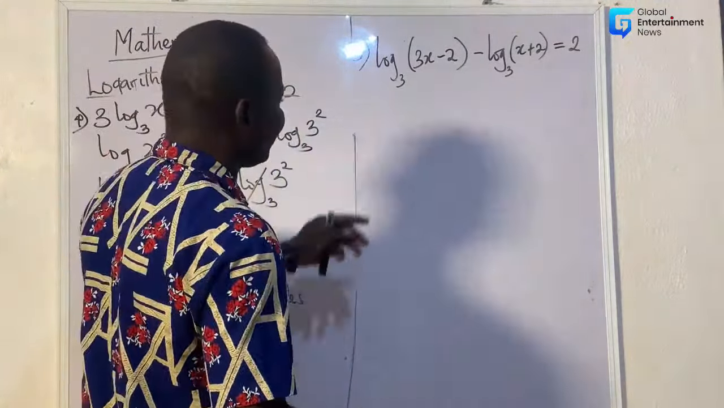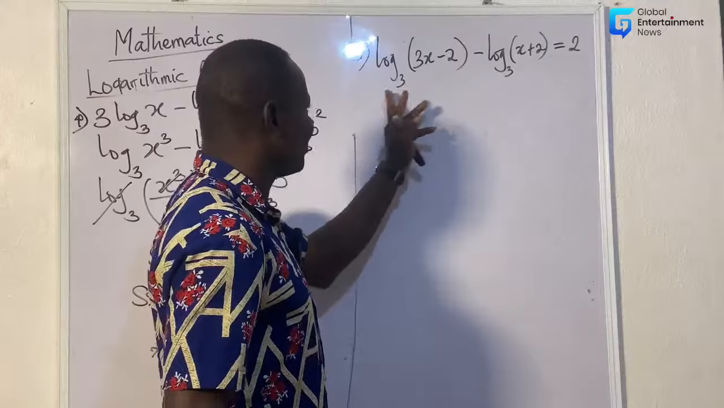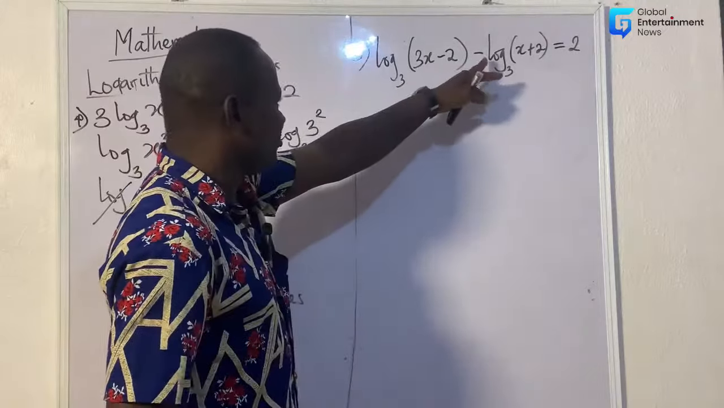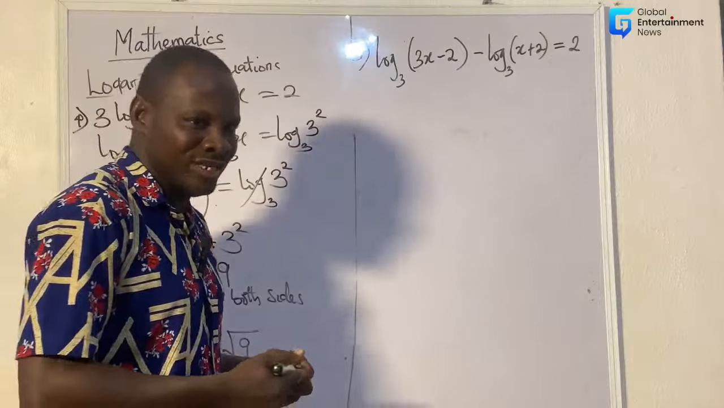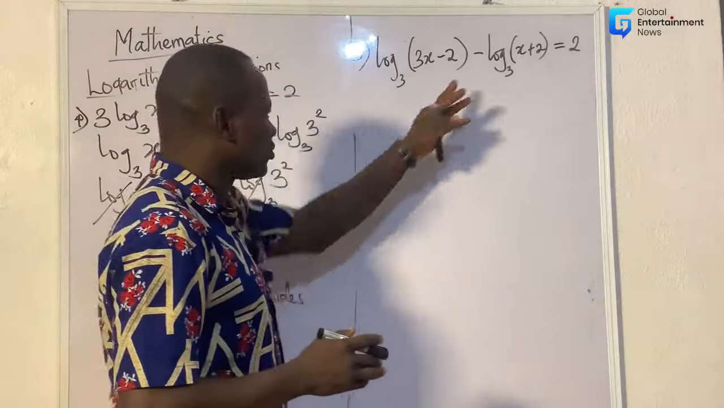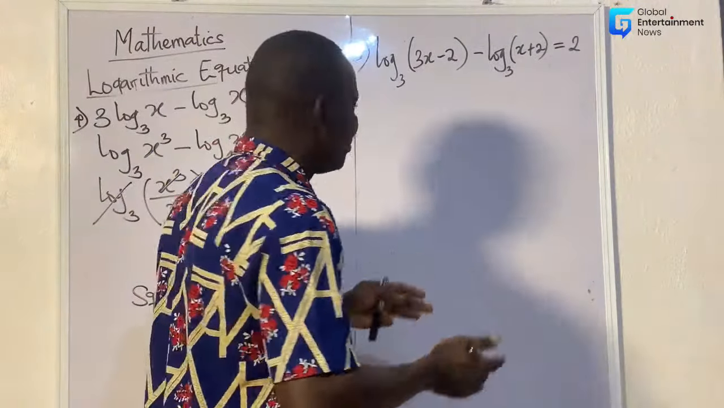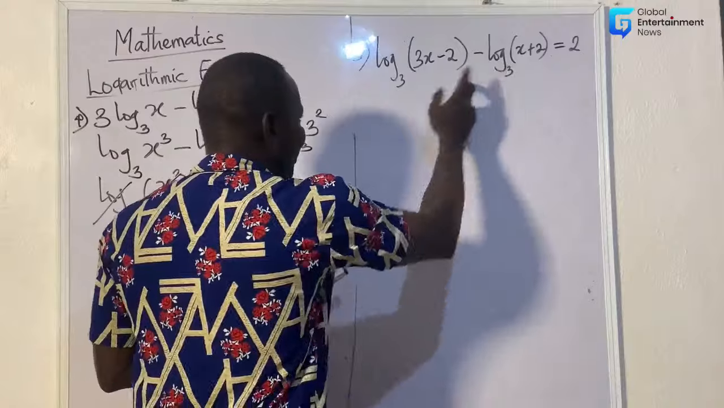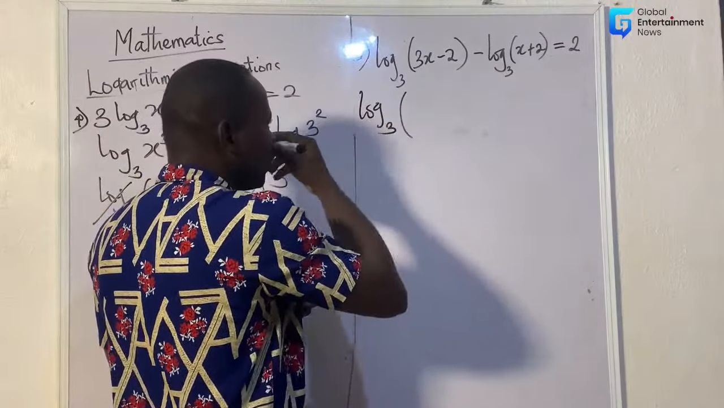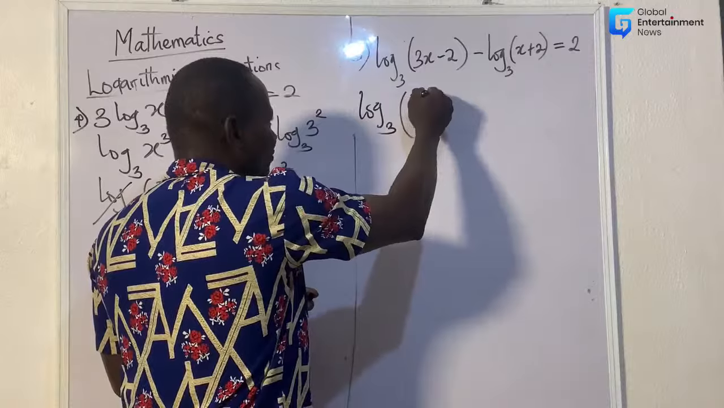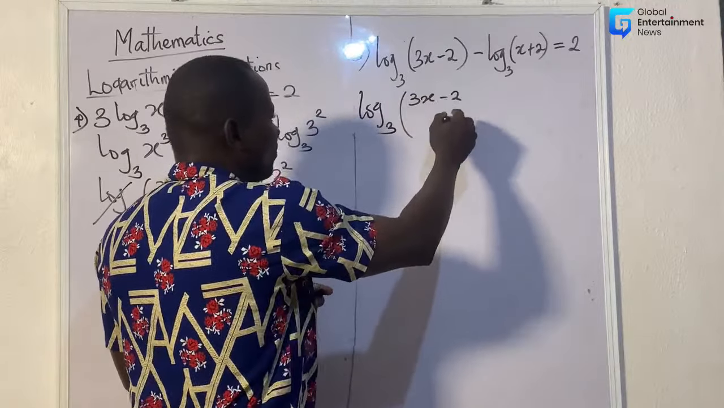Looking at this, we have the same log, and the basic operation we have here is minus. So what do we do to this? We turn the basic operation to a division sign. So what we have here is log to base 3, bracket open, we have 3x minus 2.